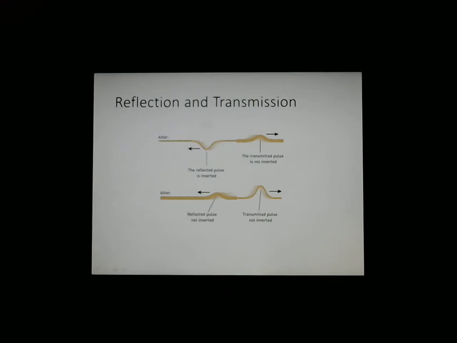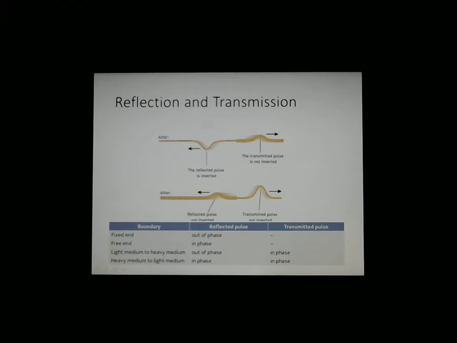Okay. Now there's a table in the text I've put down here that summarizes this. If we have a fixed end, the reflected is out of phase. If it's a free end, the reflected is in phase, but there's no transmitted. I'll talk about that in a second. Light to heavy, out, the transmitted is in phase. Heavy to light, in, transmitted is in phase. So that's a reasonable table to think about, but I actually think a little bit of the deeper cause is lost here, because I want to talk about these blank spots.